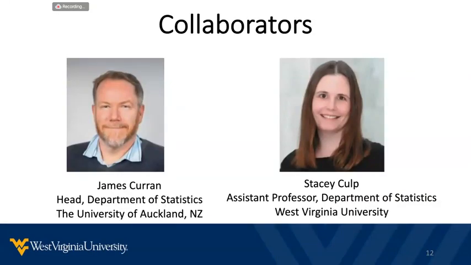We are also very fortunate to have 2 excellent statisticians on board in our team. So we have James Curran. He's a professor and head of the Department of Statistics at the University of Auckland in New Zealand. James Curran is a well-known statistician with a particular expertise in the use of statistics for the solution of forensic problems. Stacy Culp is an assistant professor at the Department of Statistics in West Virginia University. She's been also very helpful in the whole process of the project, and she's also a committee member for one of our PhD students.